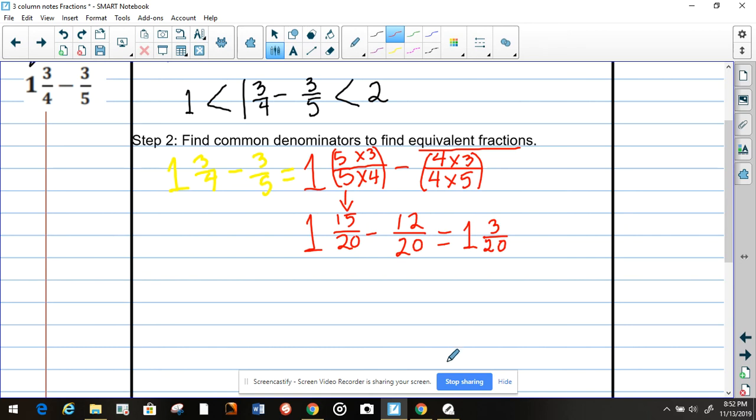We're going to stop right here, so watch the video again and make sure you are understanding that these new fractions are the same as the original fractions. So 3/4 is the same as 15/20, and 3/5 is the same as 12/20.